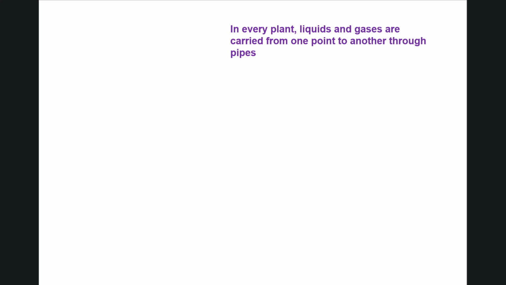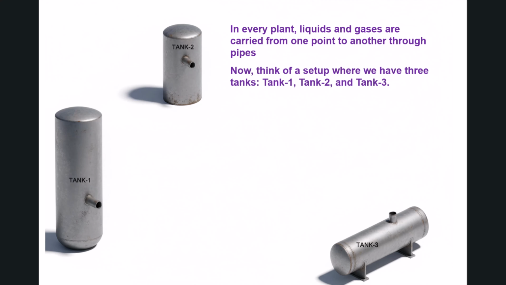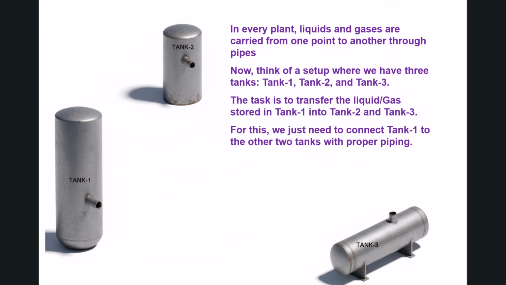In every oil and gas plant, liquids and gases are carried from one point to another through pipes. Now think of a setup where we have 3 tanks, Tank 1, Tank 2, and Tank 3. The task is to transfer the liquid or gas stored in Tank 1 into Tank 2 and Tank 3. For this, we just need to connect Tank 1 to the other 2 tanks with proper piping. So let's get the pipes ready and start making the connections.